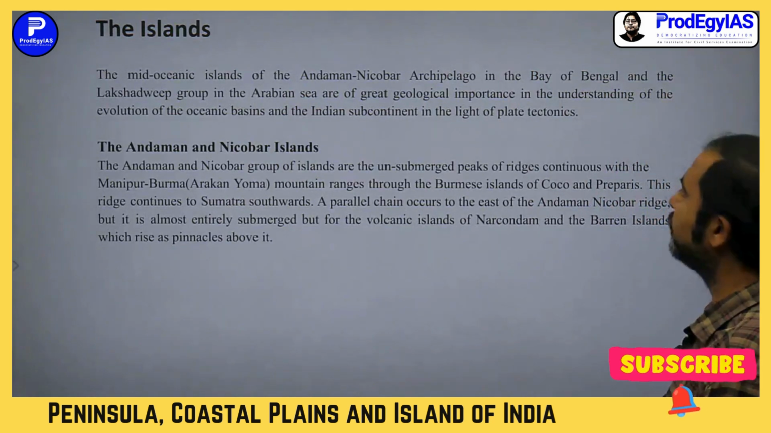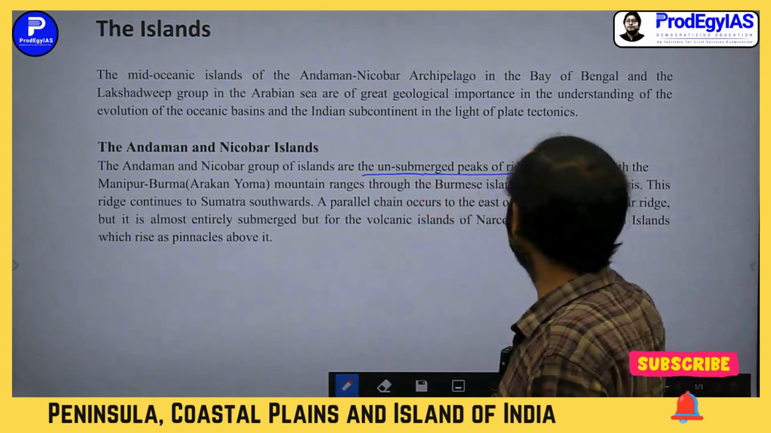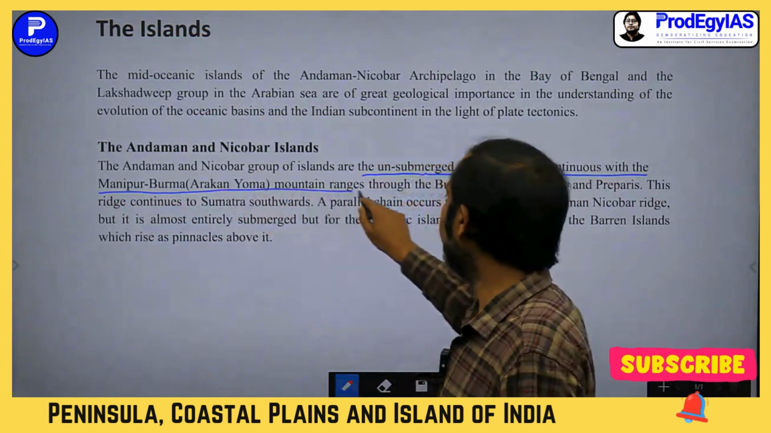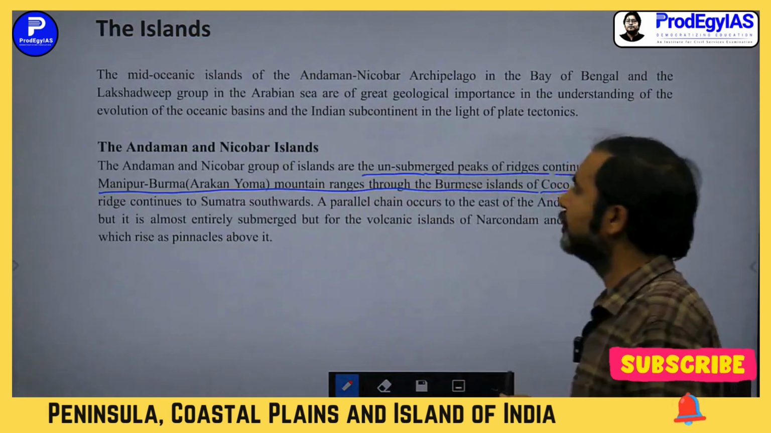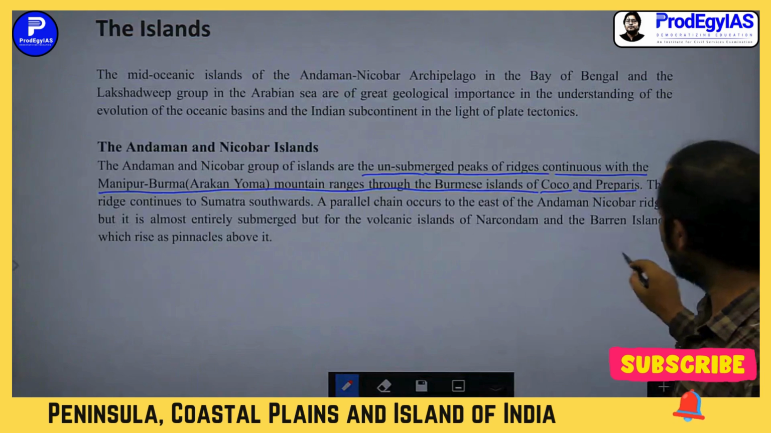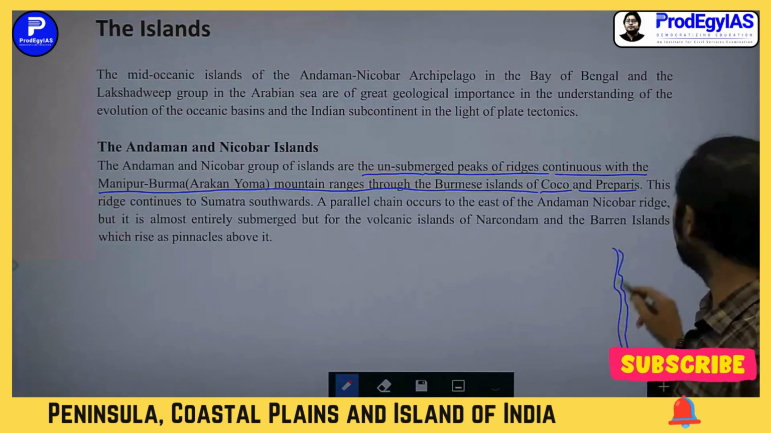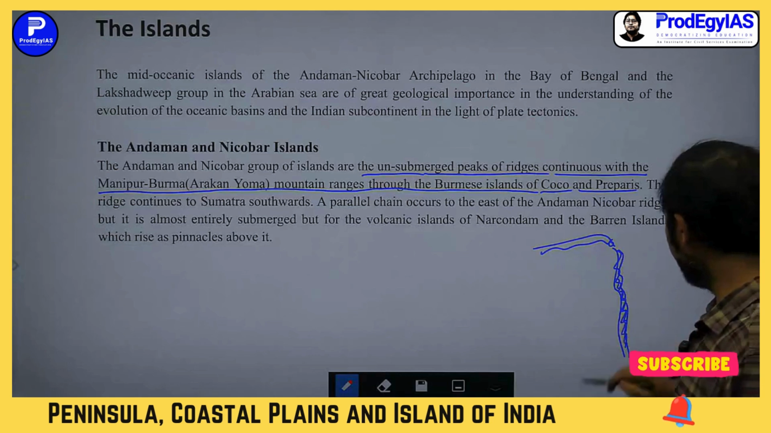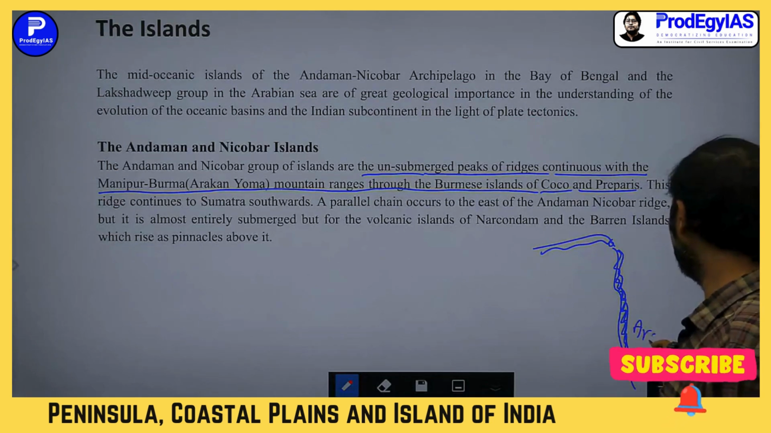These Andaman and Nicobar Islands are unsubmerged peaks of ridges continuous with the Manipur, Burma, and Arakan Yoma mountain ranges through the Burmese islands of Coco and Preparis. It is also known as the syntaxial bend of the Himalayas. Then this is the Purvanchal Himalaya. Then there is a further extension known as Arakan Yoma.